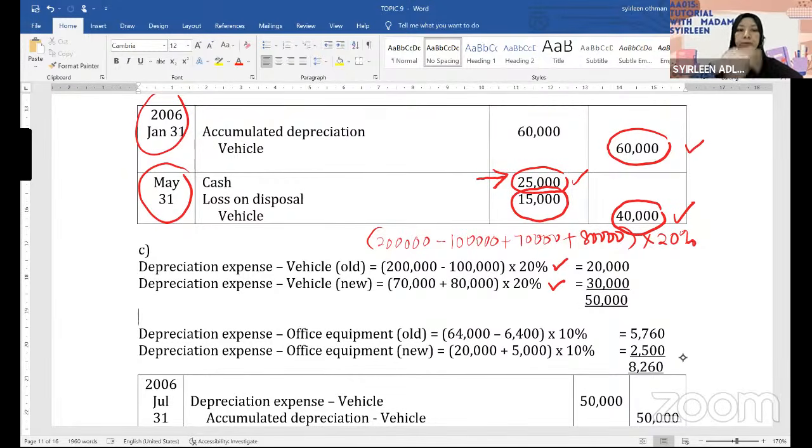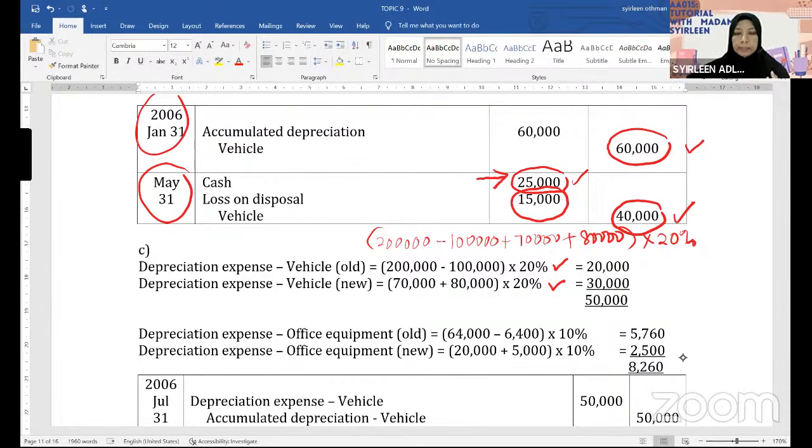Okay. Alright. So that's for depreciation expense untuk vehicle. This is straight line, easy peasy lah. Yang jadi masalah sekarang ni, bila kita nak kira untuk office equipment. Okay, office equipment, you are using reducing balance.